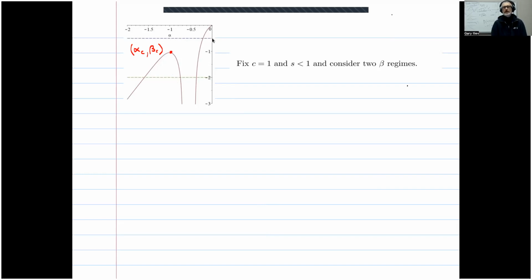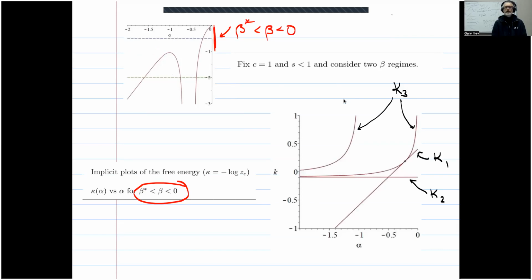And what I'm going to do is start at alpha equals 0 and basically decrease alpha and ask what happens to the free energy as I walk along this dashed blue line from right to left, and then likewise for this dashed green line. So here, this is the first regime. This is the small values of beta. This is beta larger than beta critical. In this particular case, I fixed beta to be equal to -0.5. And what I've plotted here is alpha.